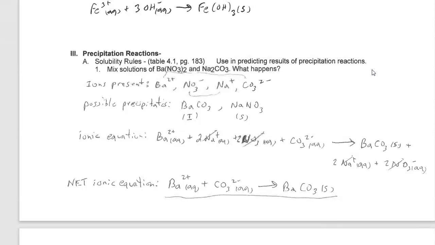So where are we going to start? Well, let's talk a little bit about precipitation reactions. Okay, so what is a precipitation reaction? What is precipitation anyway? Well, strictly speaking, precipitation means something more dense fell out of a less dense media.